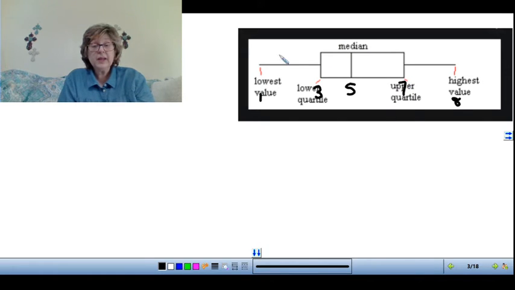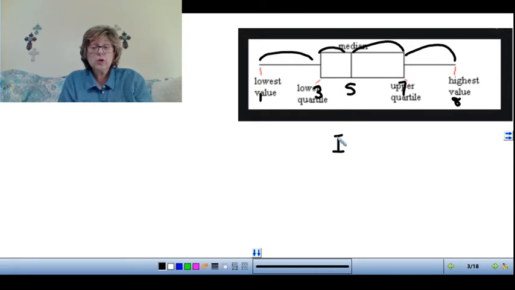Well, what does that mean? It means 25% of my data is going from 1 to 3. 25% of my data is going from 3 to 5. 25% is from 5 to 7, and 25% is from 7 to 8. So it's breaking it up into quarters. It's telling me the range of each quarter.